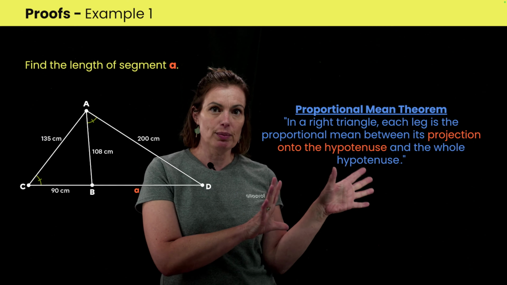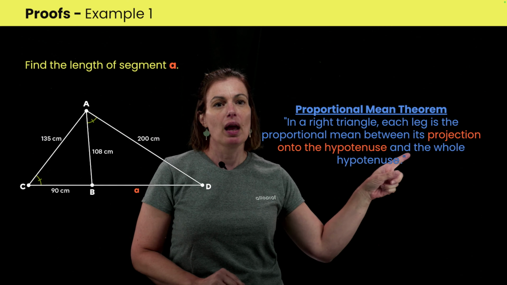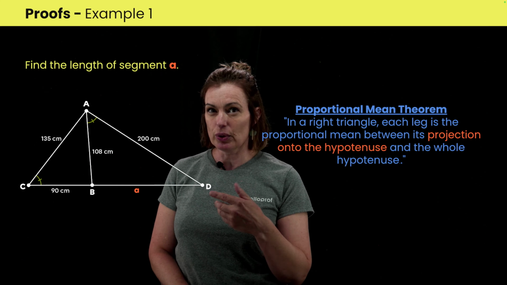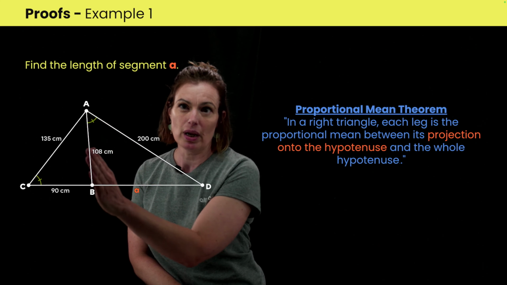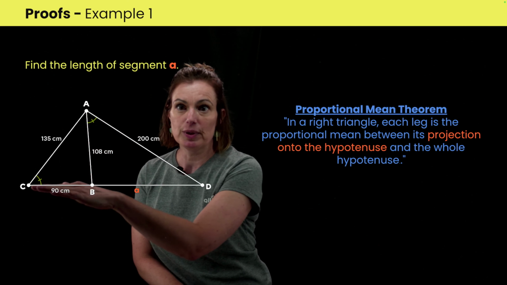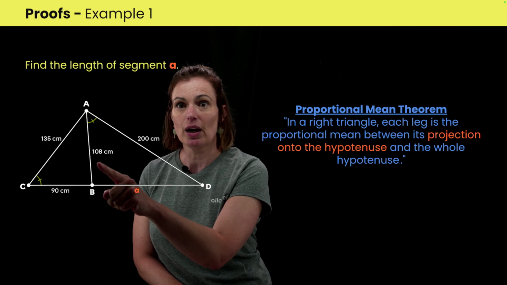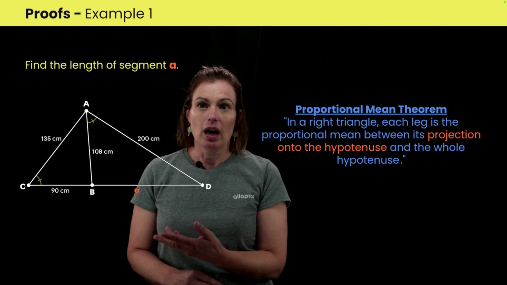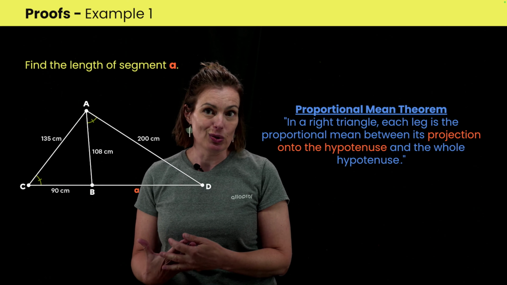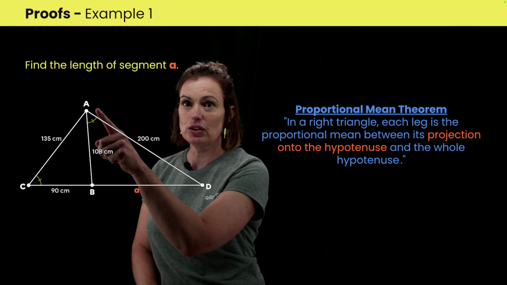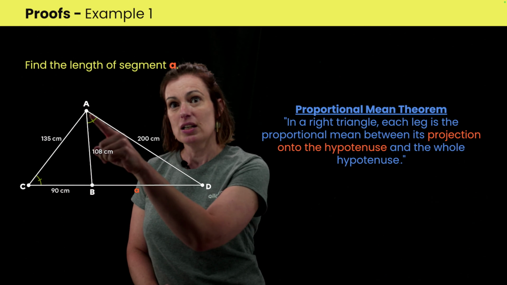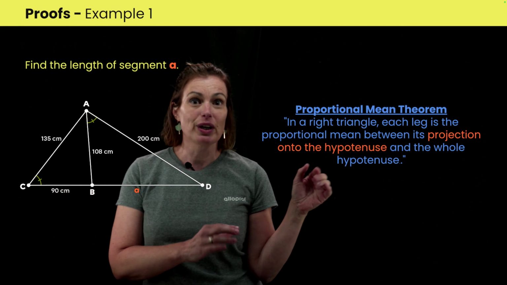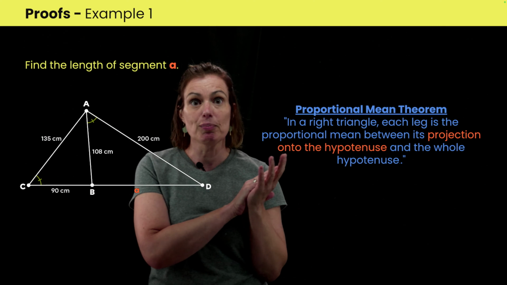In order to be able to use the proportional mean theorem, I have to look at this concept of the projection onto the hypotenuse. In other words, I need to be able to prove whether or not AB here is perpendicular to CD, which would give me a right angle at B. To do that, the Pythagorean theorem is a really good tool, because if it applies to my triangle ABC here, then I know that I have a right triangle, and I can move forward with my proportional mean theorem.